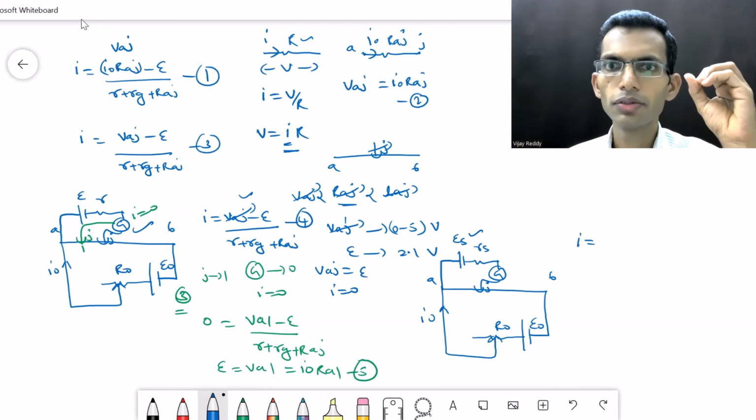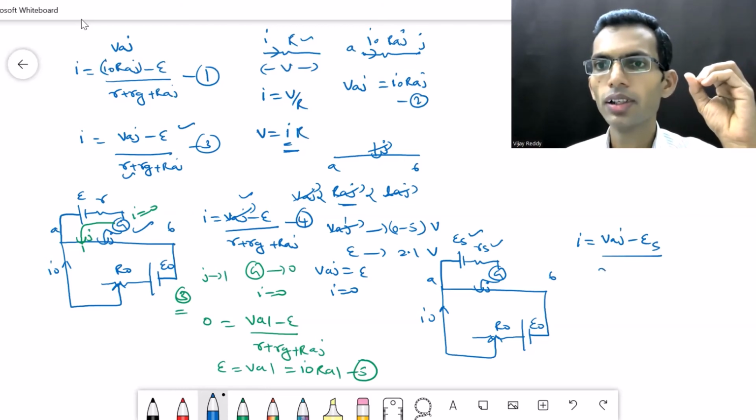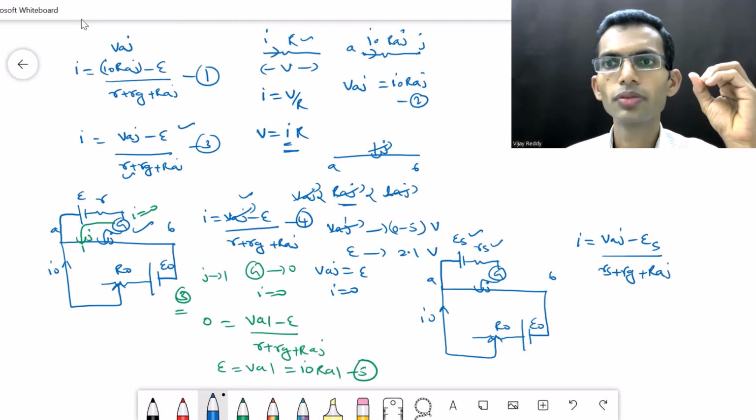I is equal to... we can write it by looking at the same third equation. Wherever there are cell parameters, we just replace them with the standard cell parameters. ES, RS in place of E and R, we use the standard cell parameters. So this is equation 6.